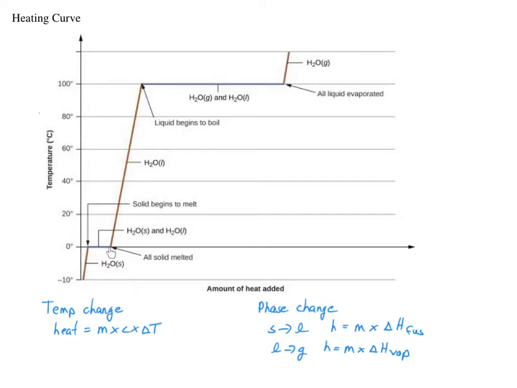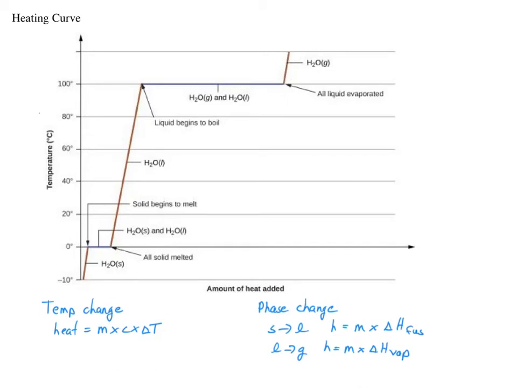temperature. At this point here, the last of the solid water has melted, and now the heat that's added to the system is going into increasing the temperature again. And the temperature continues to increase until it reaches 100 degrees, where another phase change occurs, the liquid to gas phase change. At this point, the heat that's being added to the system is being used to vaporize the water to gas. Then once all the liquid water is vaporized, the gas is increasing in temperature.